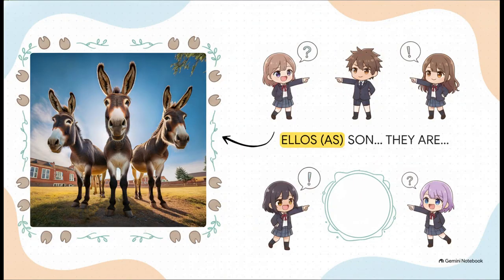Now, what's really interesting about this slide is our unique cast of characters here. Yes, those are donkeys staring right back at us. As we look at these three guys, we need a way to describe them. We use the phrase ellos son, meaning they are, or, if we had a group of female donkeys, we'd say ellas son. Whenever you're struggling to remember the third-person plural pronoun, just picture these curious guys right here. They're going to be our memorable stand-ins for ellos.